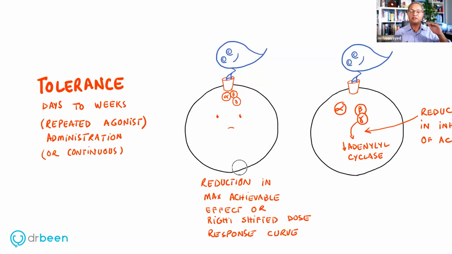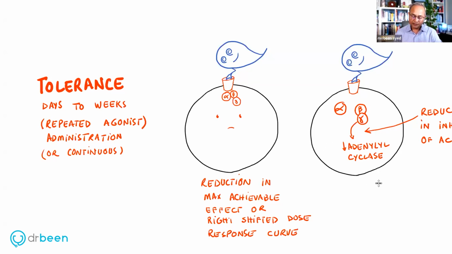If you want to achieve the same amount of effect, you may have to increase the dose. So reduction, tolerance, we're talking about tolerance, reduction in maximum achievable effect or right shifted dose response curve. That is the tolerance. So if you're giving the same dose over time, then the effect of the opioid would continue to reduce. This is called tolerance, and it starts happening within days to weeks.